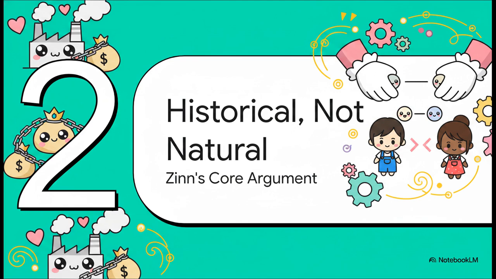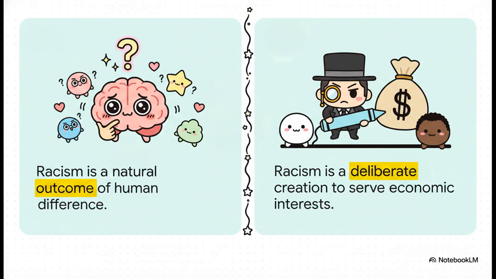Okay, so in answering that question, we get to the absolute heart of Zinn's argument. And it's an argument that pretty much takes a sledgehammer to a very common and kind of convenient assumption about where racism comes from. So on one side, you have this idea that racism is just natural. It's what happens when different people meet. It's just human nature. But Zinn, he says no way. Absolutely not. He argues that racism isn't natural at all. In fact, he says it was deliberately created. It was built, piece by piece, for a very practical and cynical reason: to serve the economic interests of the rich folks at the top, the colonial elite.